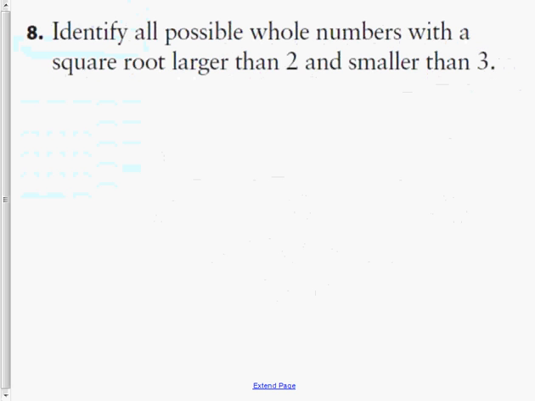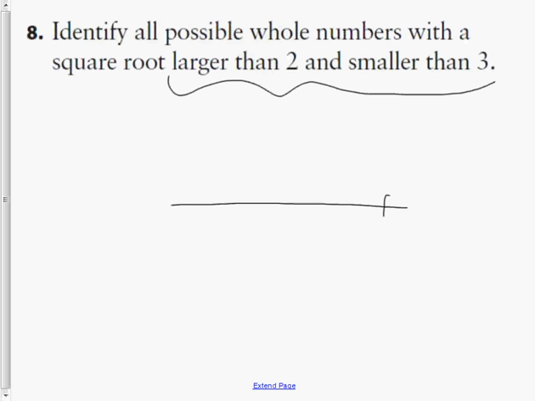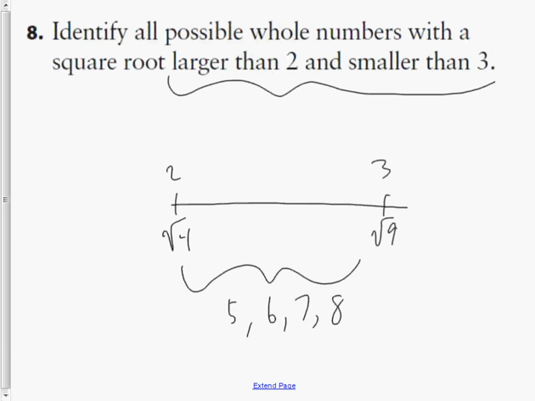Question 8, identify all the possible whole numbers with a square root larger than 2 and smaller than 3. So that's just a different way of saying between 2 and 3. So if I do my number line and put 2 and 3 here, this would be the square root of 4. This would be the square root of 9. So the whole numbers that would have roots between that would be the square root of 5, square root of 6, square root of 7, and the square root of 8. Those are all numbers that would have a square root of 2 decimal something.